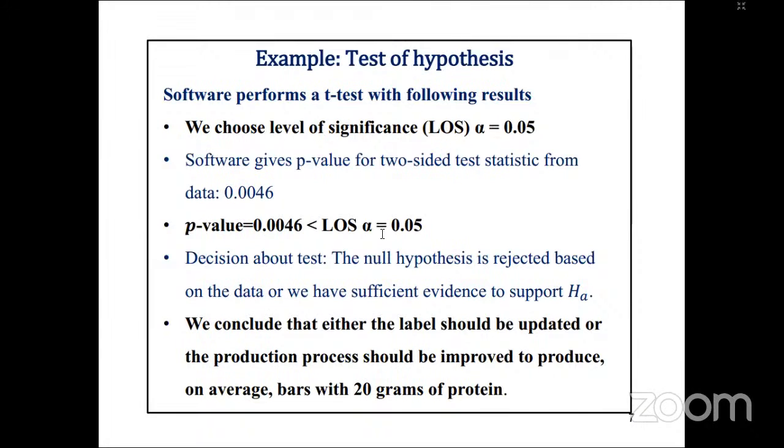So our conclusion based on this exercise, what is our conclusion? That the mean protein content in the energy bar is not equal to 20. So either the label should be updated, that means it should be modified, or the production process should be improved so that the content of the energy bar will be exactly 20 grams of protein.